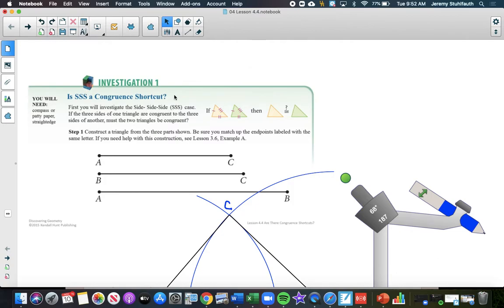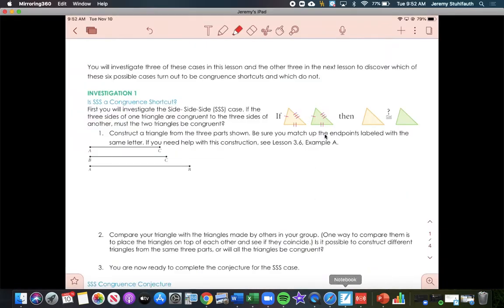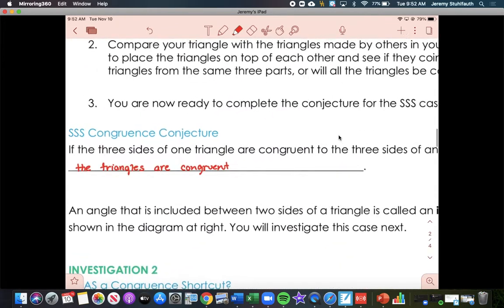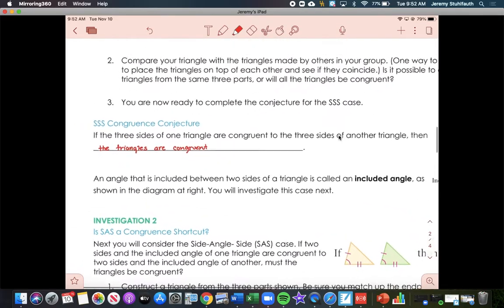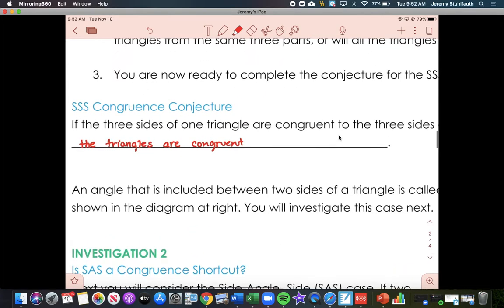So what we say, if we go back to our smartboard or our notes on our iPad, is that if the three sides of one triangle are congruent to the three sides of another triangle, then the triangles are congruent. This is what we call the side-side-side congruence conjecture. What this means is if you have two triangles and each of the three sides are congruent to the corresponding sides on the other triangle, then you can automatically say that those two triangles are congruent.